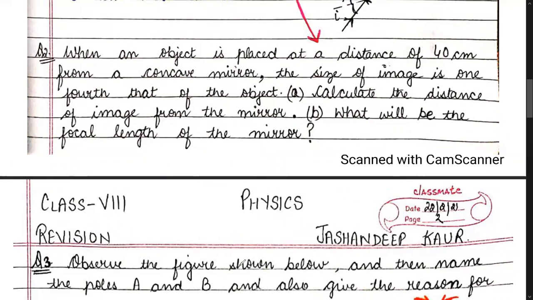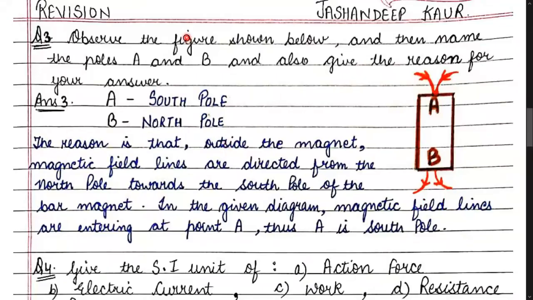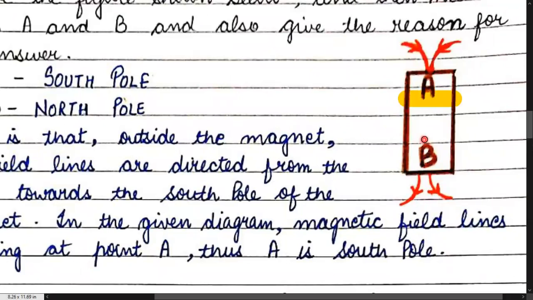So the next question, question number 3 is, observe the figure shown below and then name the poles A and B and also give the reason for your answer. You will be provided with a diagram in which you have a bar magnet, and the two ends of the bar magnet are shown as A and B. And children, some of the magnetic field lines are going inward, and at some place the magnetic field lines are coming outward. Now you can observe the diagram clearly.